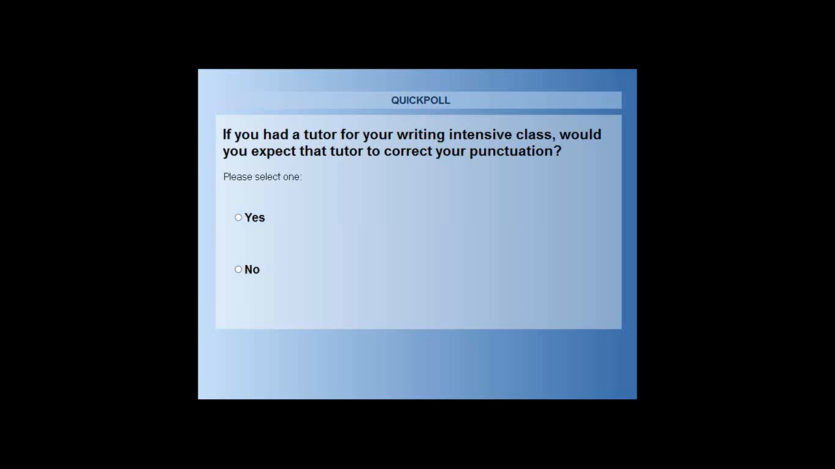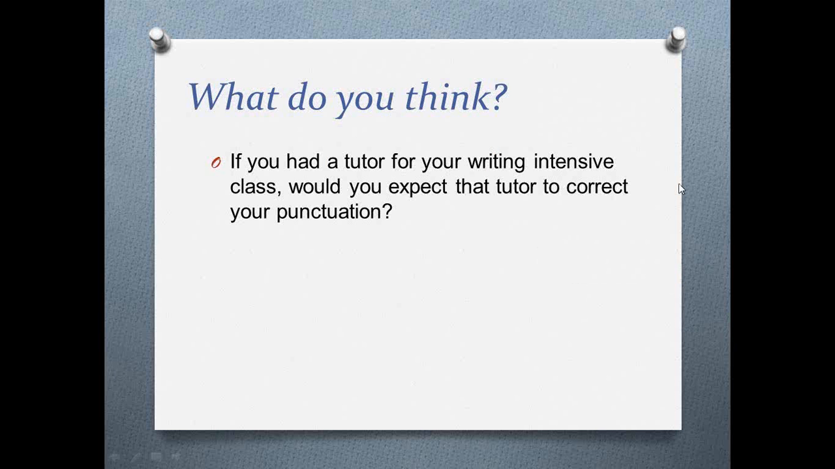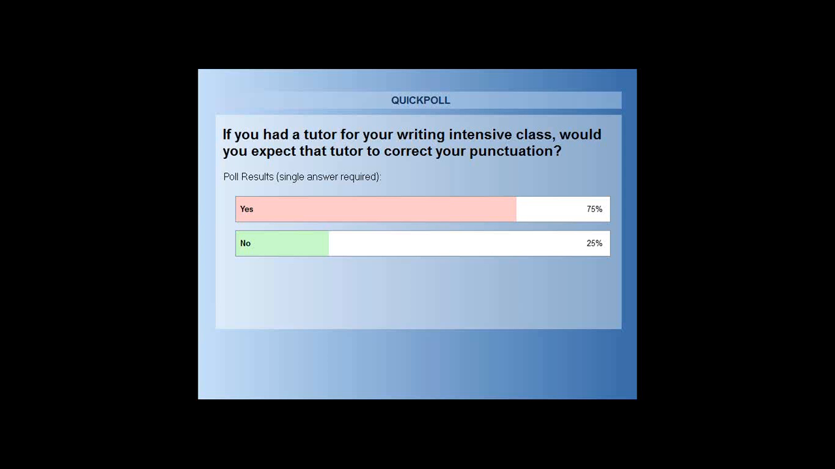Okay, I'm about to close the poll. Looks like we're getting a few more votes in. Hang on. Okay, I'm closing the poll. It looks like 75% say yes, they would expect that, and 25% say no.